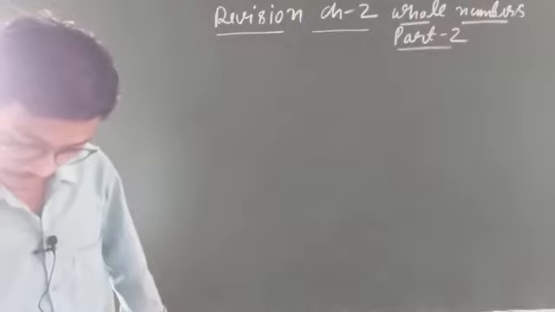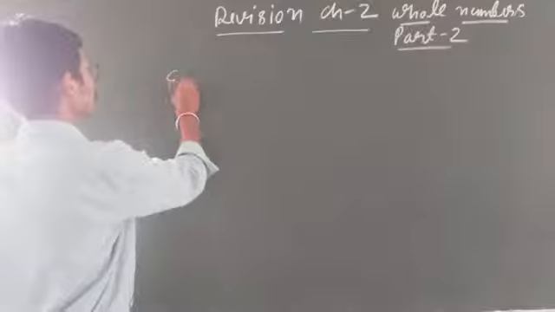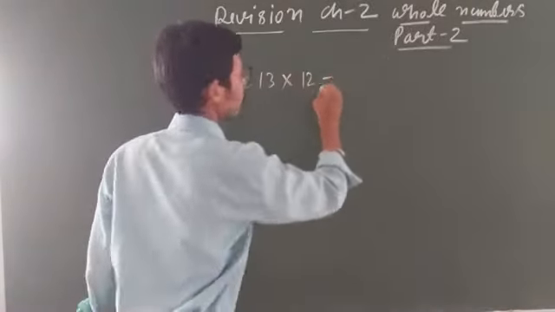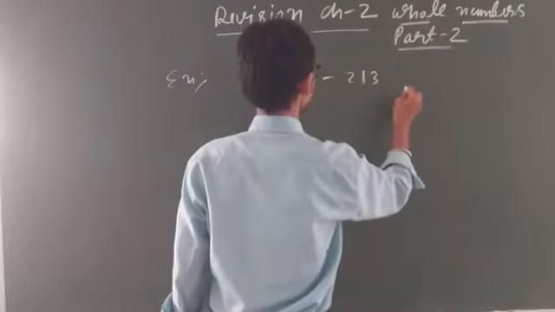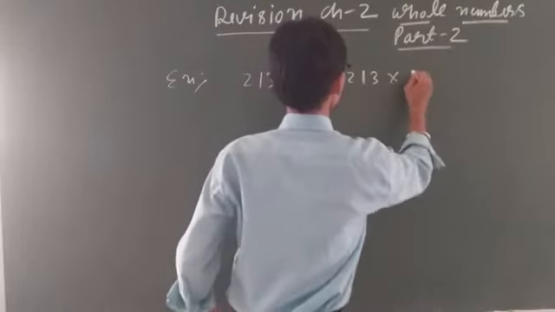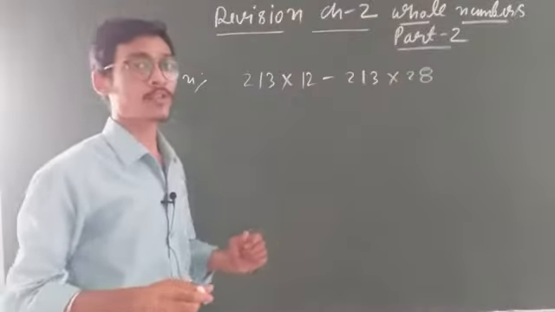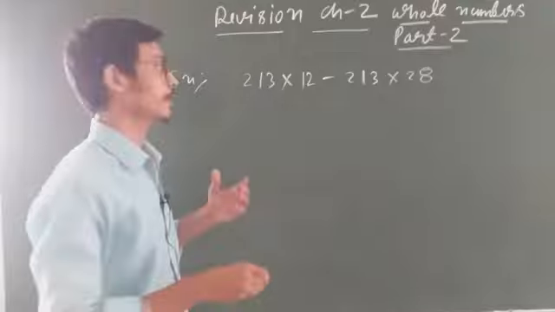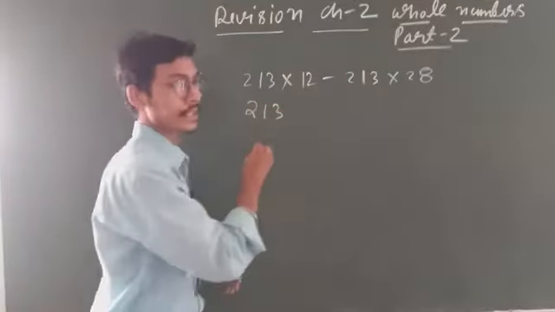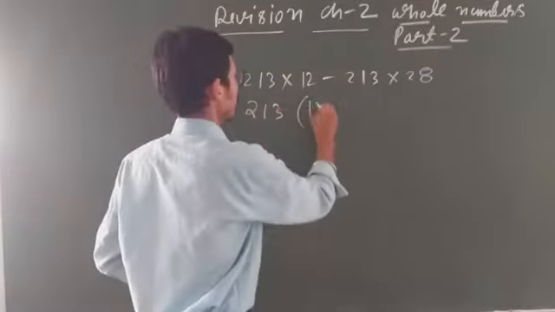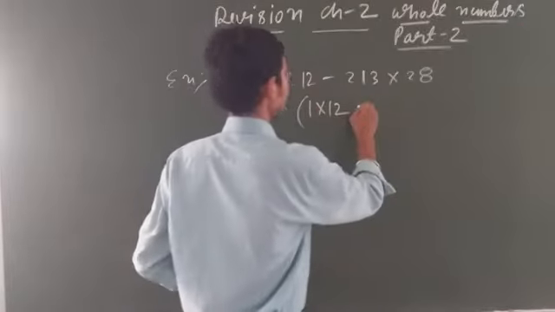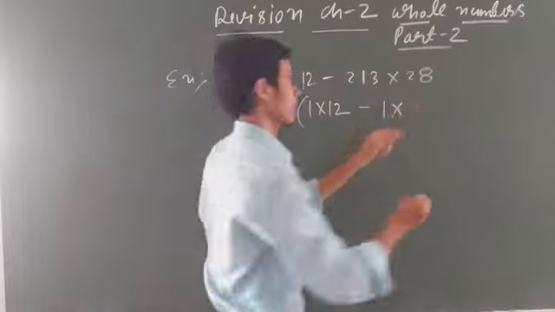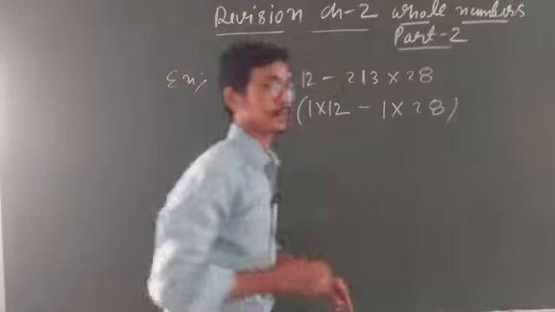So this is our example, like we discussed: 213 into 12 minus 213 into 28. If you have to solve this, student, how will you solve it? You have to solve by applying the method. What is the method? First you will take common. So 213 you will take common. So here what will remain? 1 into 12 minus, here 1 remains. Then what remains, student? 28. Write down 28. Clear student?